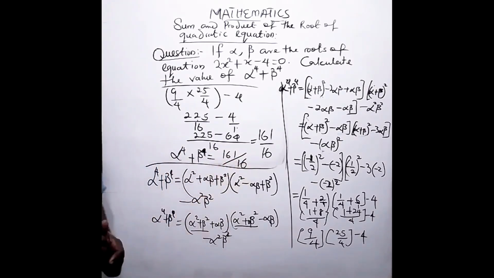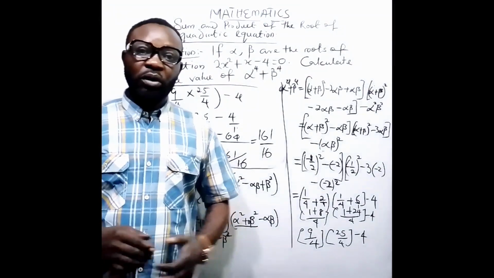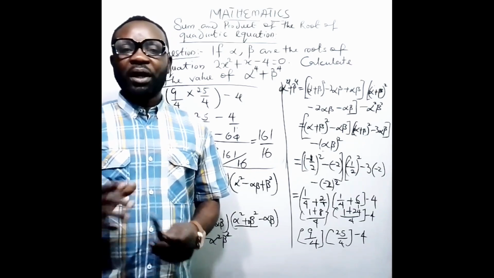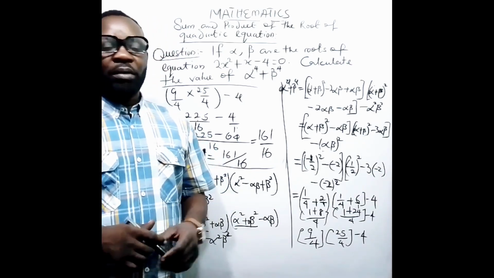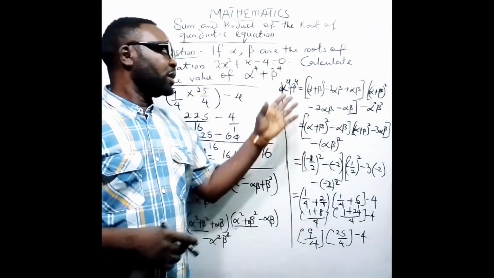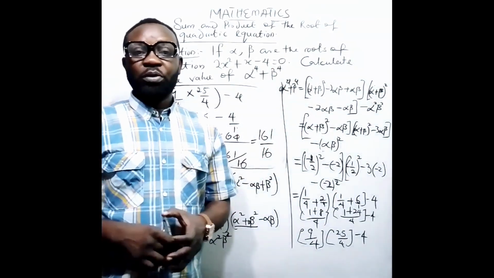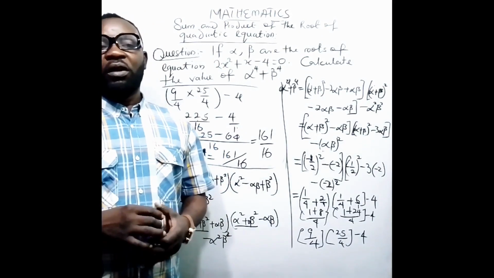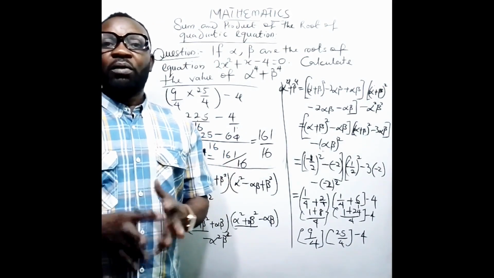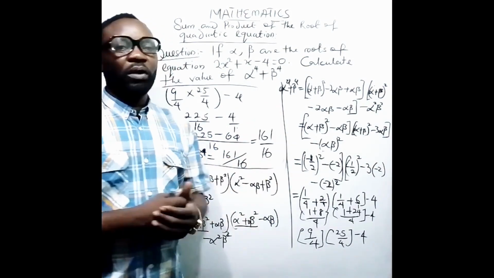You can use this method to check some other questions of this nature. You'll discover that you are going to get the right answer on it. Please follow the trend that we use in simplifying that particular value of alpha raised to the power 4 plus beta raised to the power 4. We also have alpha raised to the power 3, beta raised to the power 3, and whichever one we have there, make sure you follow the steps accordingly.